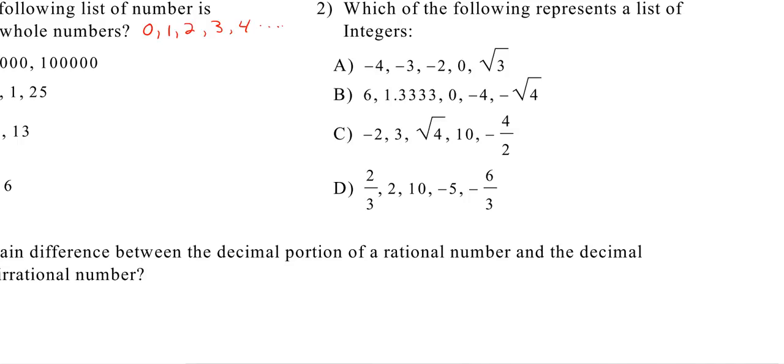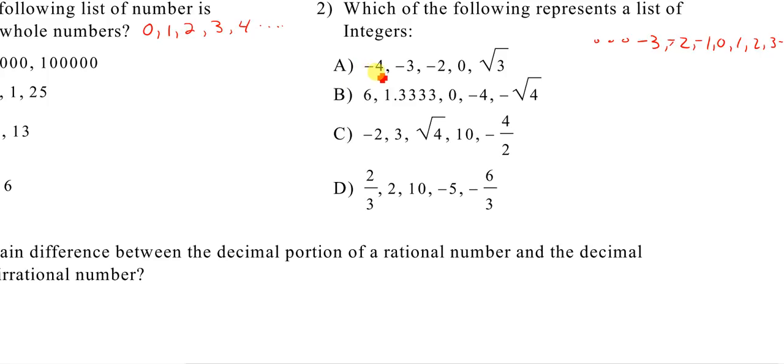The next question says, which of the following represents a list of integers? An integer is going to be any number that doesn't have a fractional part. So it can go on forever from the negative side. It's whatever, then -3, -2, -1, 0, 1, 2, 3, and so on and so forth, and it's going to go on forever on the positive side.